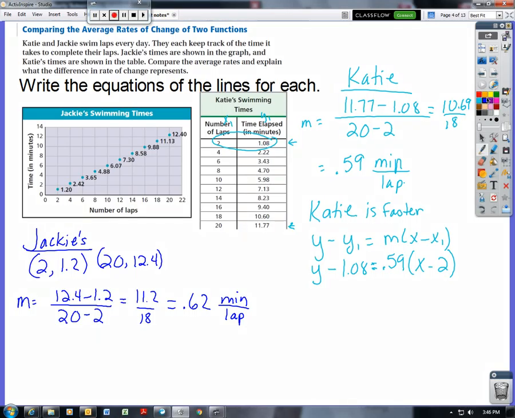And then this one, again, same thing, y minus y1 equals m times x minus x1. And y minus, I think I'll go ahead and choose this first point as well. So 1.2 is my y, 0.62 is my m. X is part of the equation. X1, the one that goes with the 1.2, is 2. And there's the equation for Jackie. So there's the equations of the lines.